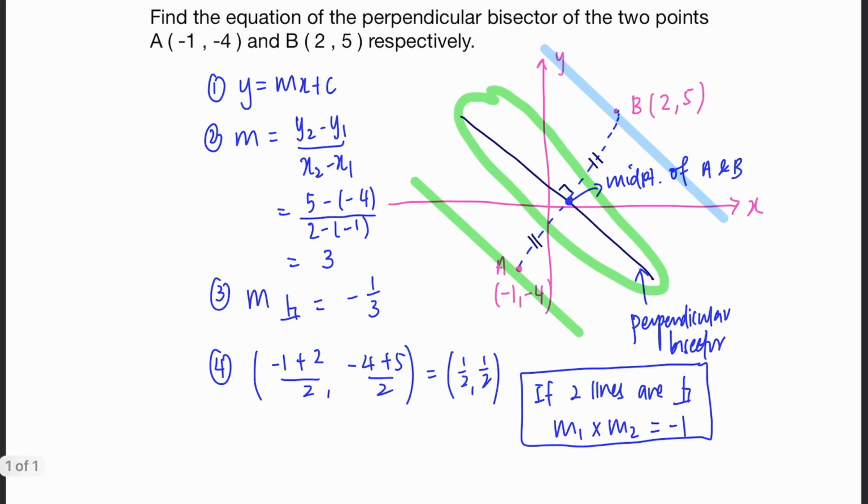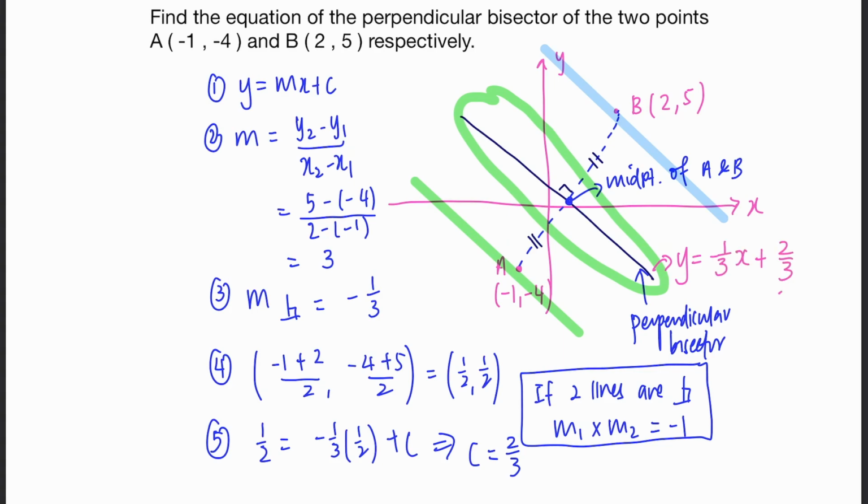Our last step will be trying to find what the C value is. By substituting the midpoint inside, you can see that C is actually equal to 2/3. And with that, we can find the equation of the perpendicular bisector as follows. So our perpendicular bisector is y equal to -1 over 3x plus 2/3. So this is our perpendicular bisector equation. This is how we find the equation of a perpendicular bisector.